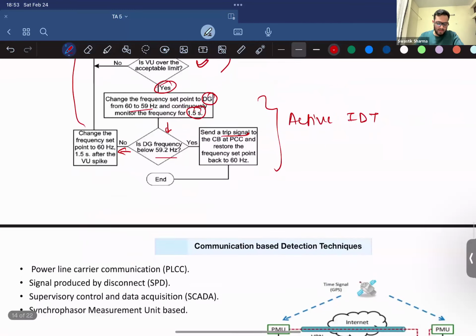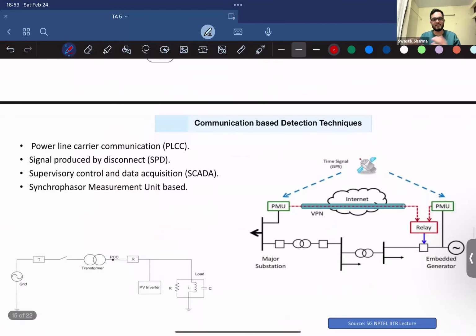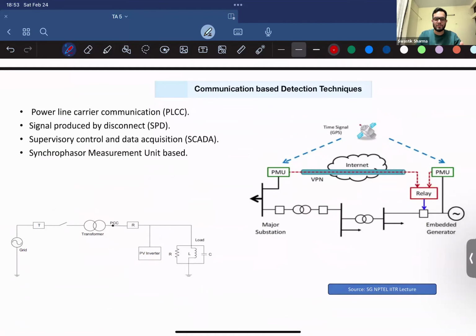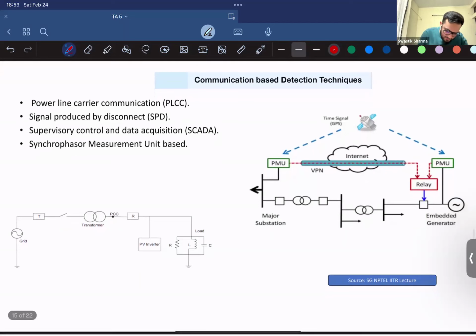Then you move further. So there are communication based detection techniques. As I've told you, the main focus of smart grid is for the equipments to communicate with each other. It's the interoperability, that is communication with the systems at all times. So how are you doing it? It's through communication protocols. There are 4 different kinds of communication based detection techniques.